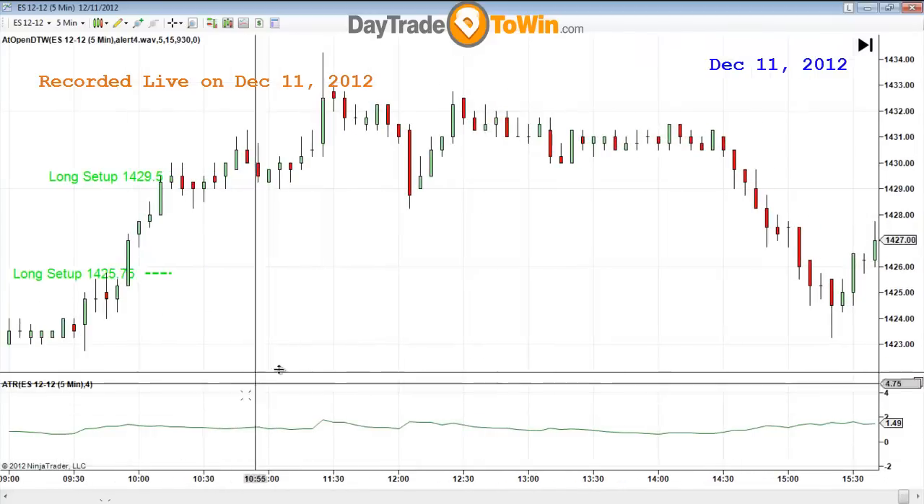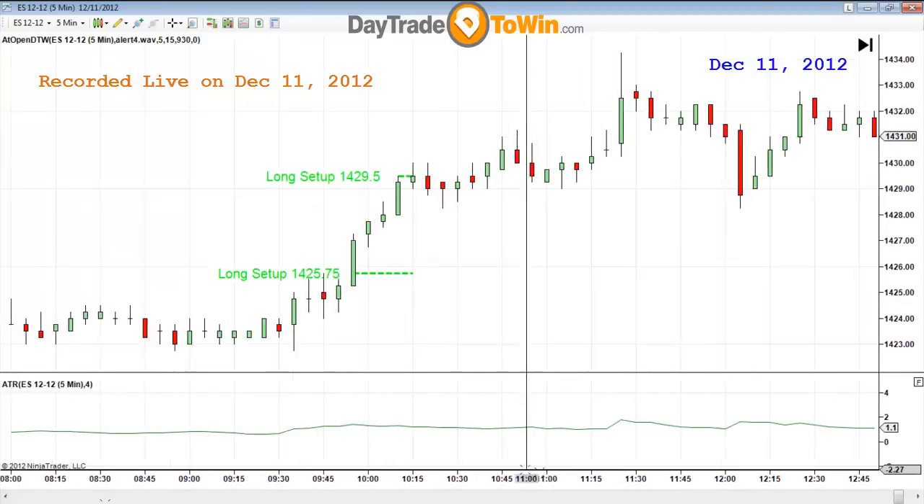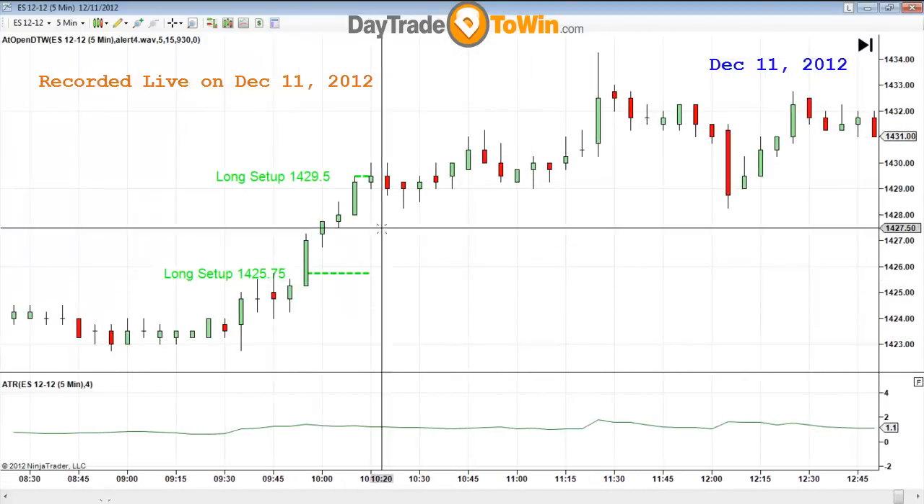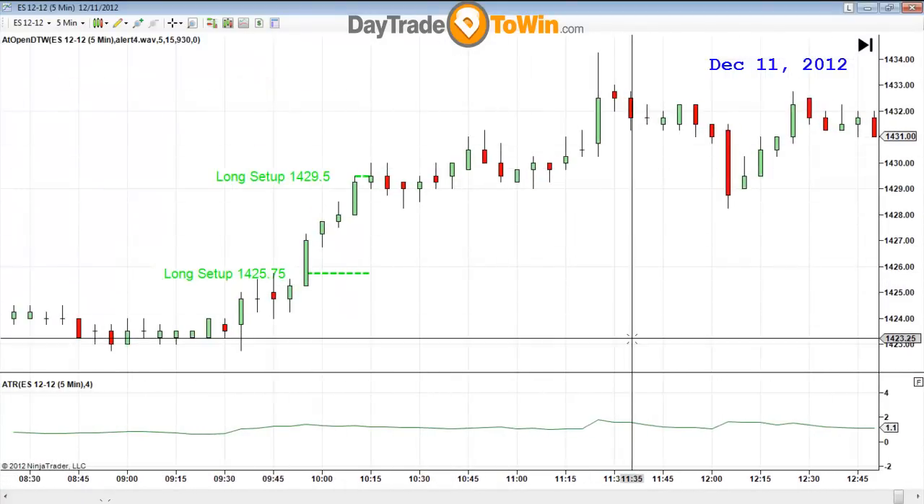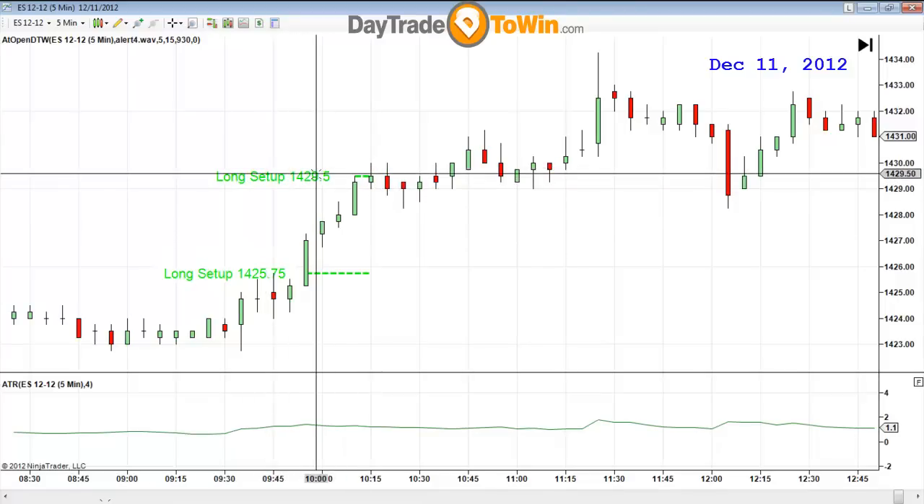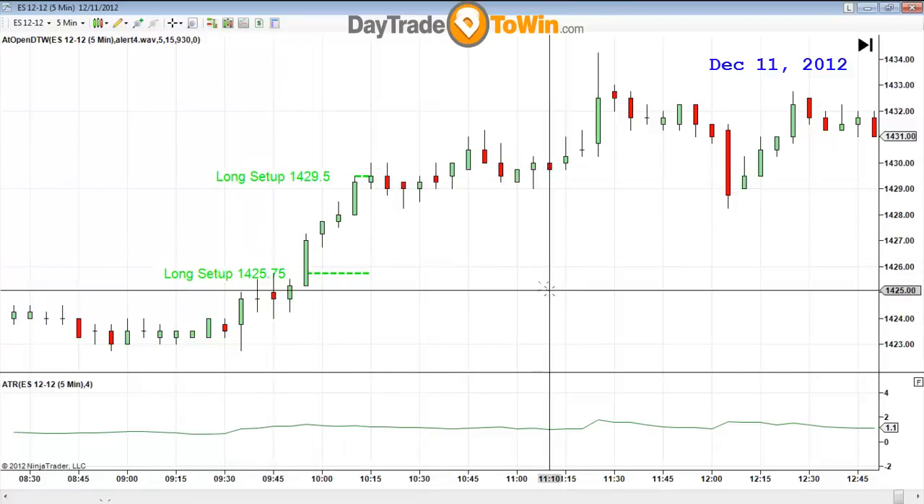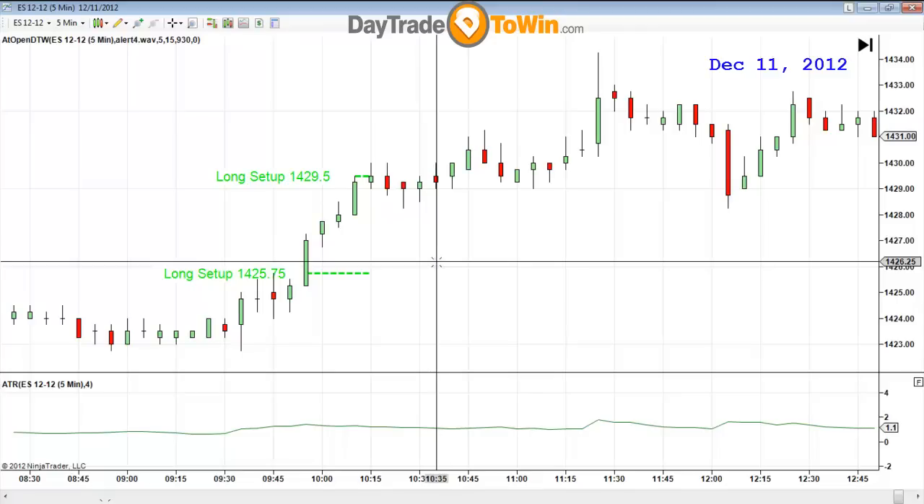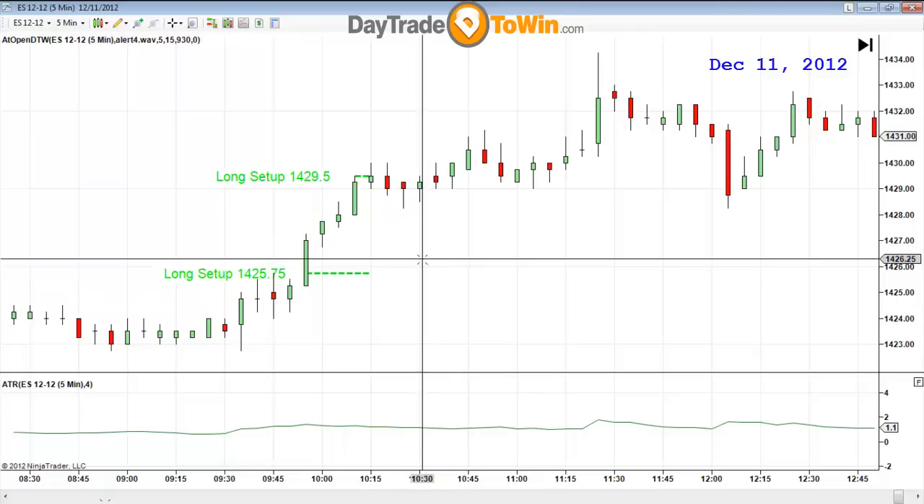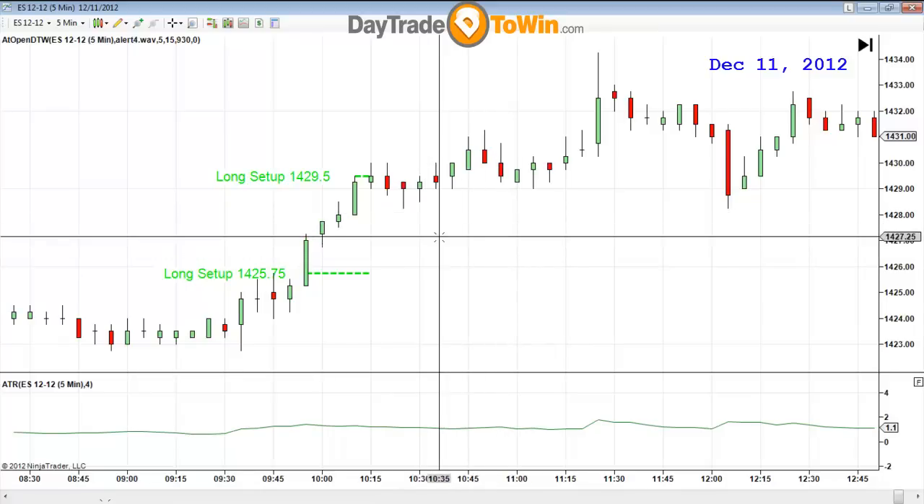This is the at the open method. It's software that's included with the at the open. It tells you exactly where to go long. Sometimes you have this chase the trade, other times you have the original at the open. I've been using the at the open method for years, over 10, 15 years. And it's still something that I use today.